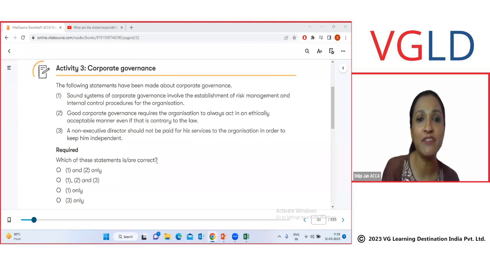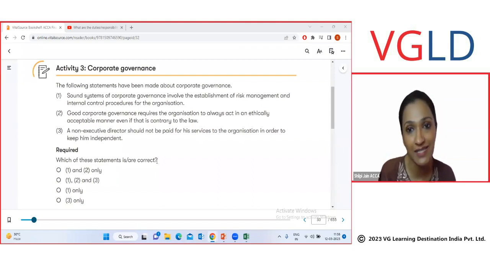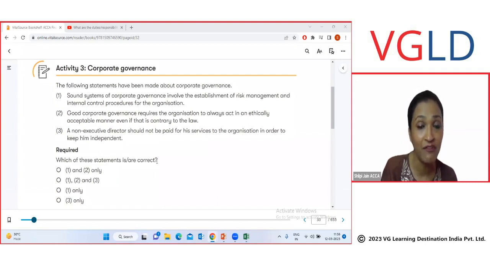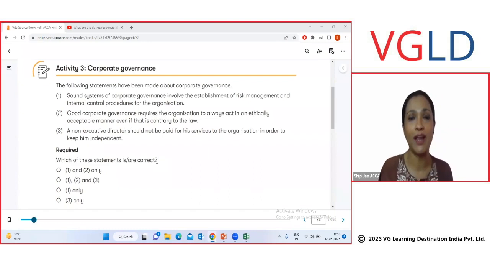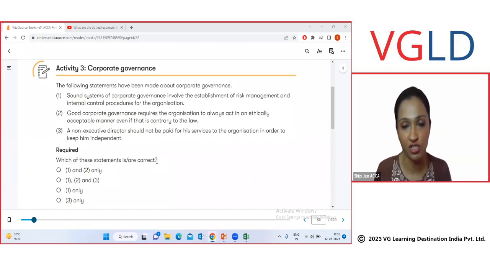So the following statements have been made about corporate governance. A sound system of corporate governance involves the establishment of risk management and internal control procedures for the organization. Yes, definitely yes. Good corporate governance requires the organization to always act in an ethically acceptable manner, even if that is contrary to the law. No, you cannot go beyond law, right? It always has to be in tandem with what is per se allowed under your legal jurisdiction or not.